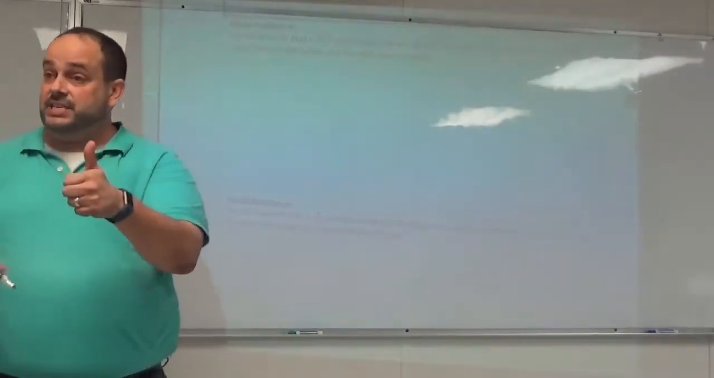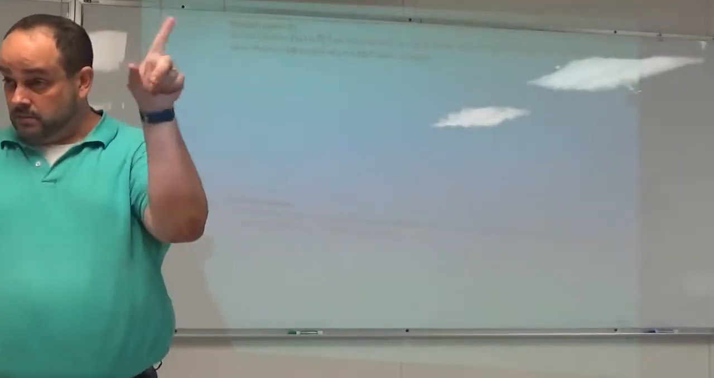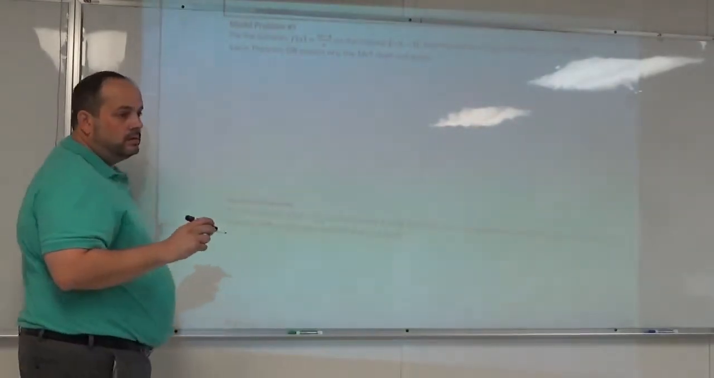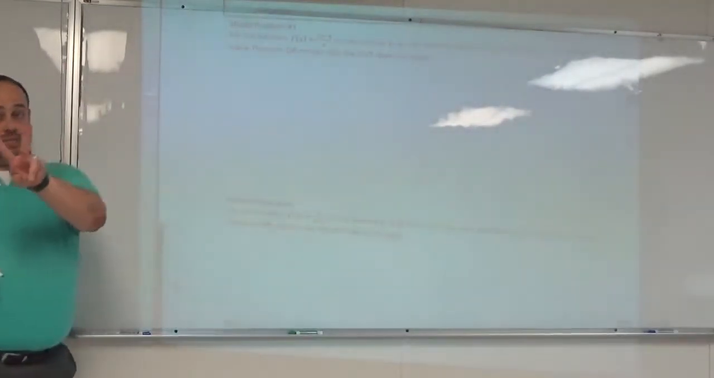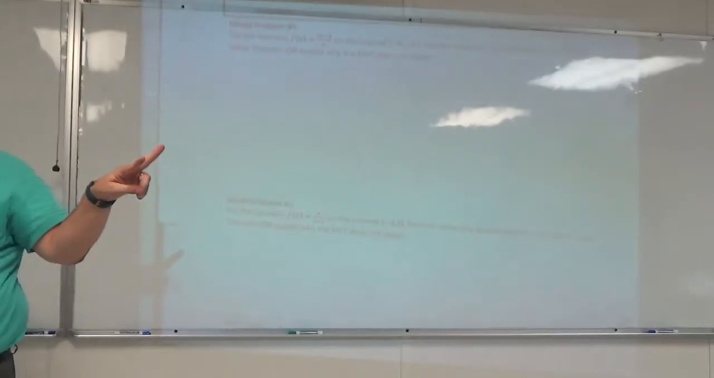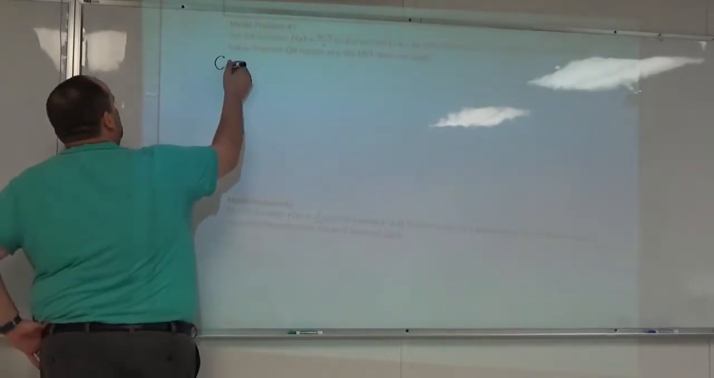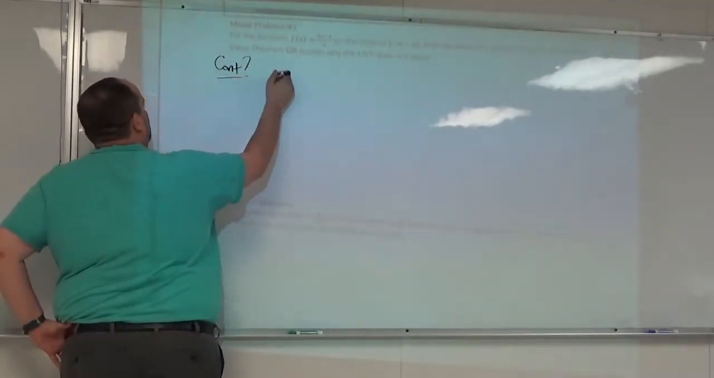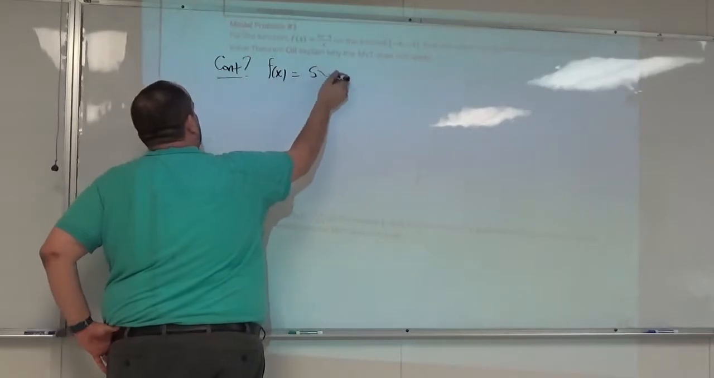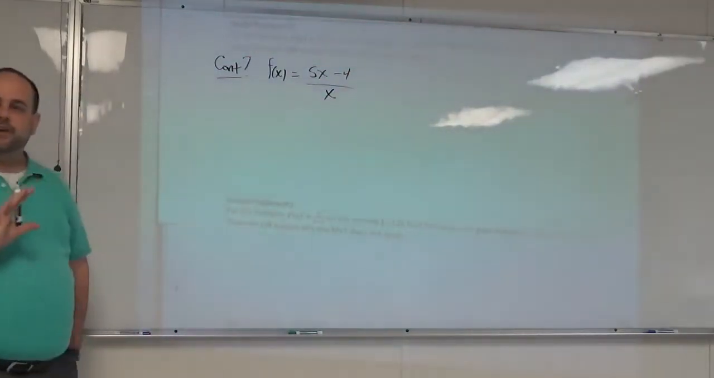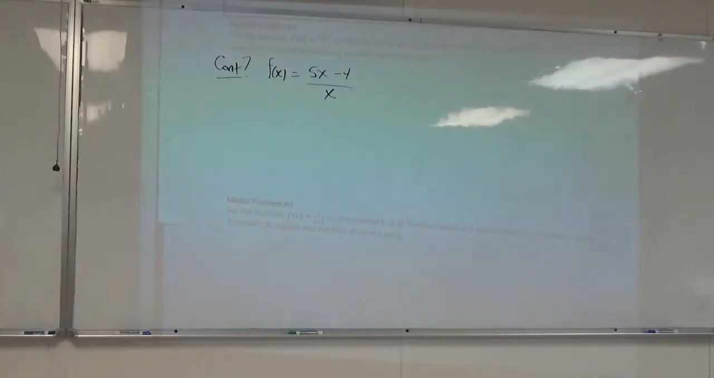The function is continuous on the closed interval. And the second thing? Go check the notes. There are 2 conditions here: continuous and derivative exists, differentiable. So let's start with continuity. The function is f of x equals 5x minus 4 over x. Is that function continuous?